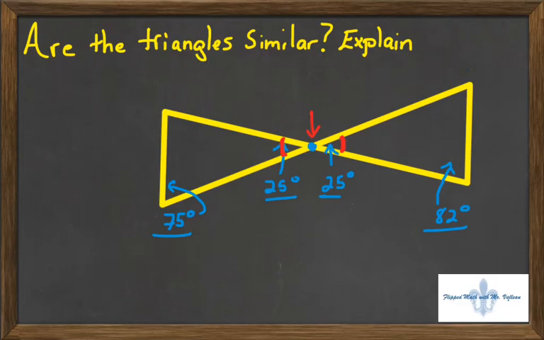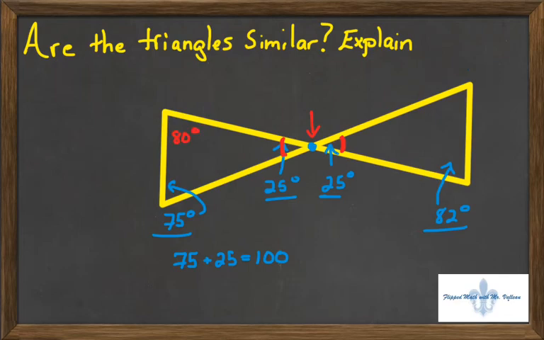So again, triangles are 180 degrees. So if we have a 75-degree angle and we have a 25-degree angle, that's 100 degrees, so that we know our remaining angle would be the difference between 180 and 100. So this final angle is going to be 80 degrees.